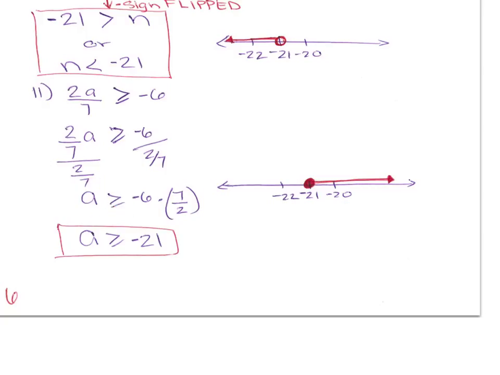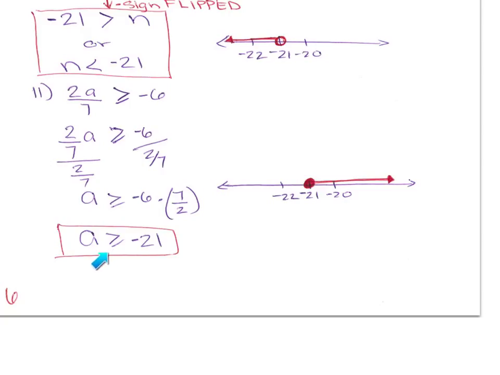The sign didn't flip because you didn't divide or multiply by a negative number on both sides, so the sign stays the same. But then this right here, this is where your keep, change, flip would be occurring. We're going to keep the negative 6. We're going to change the divide to a multiply. And then we're going to flip 2 over 7 to 7 over 2. Now you're going to end up with negative 6 times 7 over 2. Negative 6 over 2, that cancels out to a 3. You end up with negative 3 times 7, which would give you negative 21. So now a is greater than or equal to negative 21.